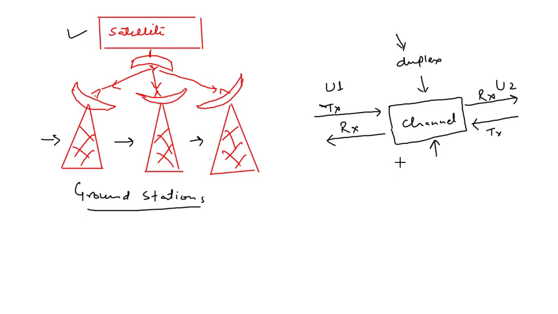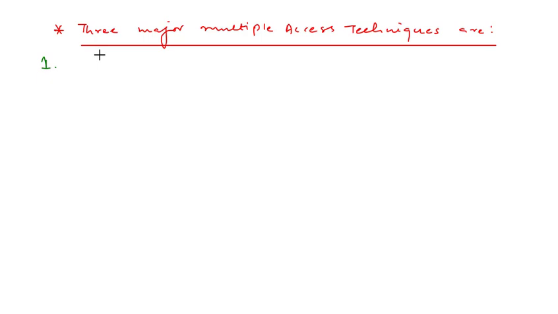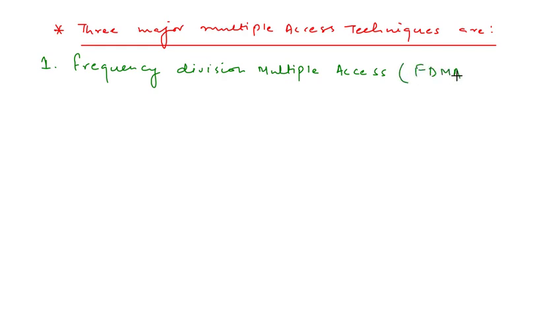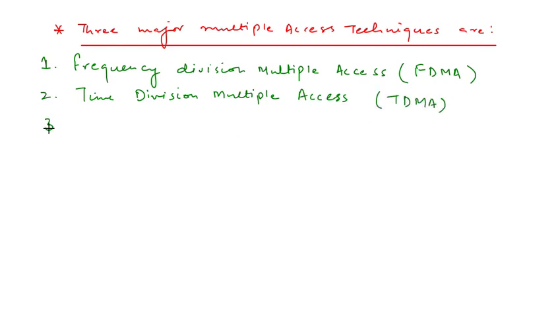So these are some multi-user scenarios in communication systems where we can use multiple access techniques, and we have different multiple access techniques, but the three major techniques are: number one, frequency division multiple access, FDMA; number two, time division multiple access, that is TDMA; and the third one is code division multiple access, that is CDMA.